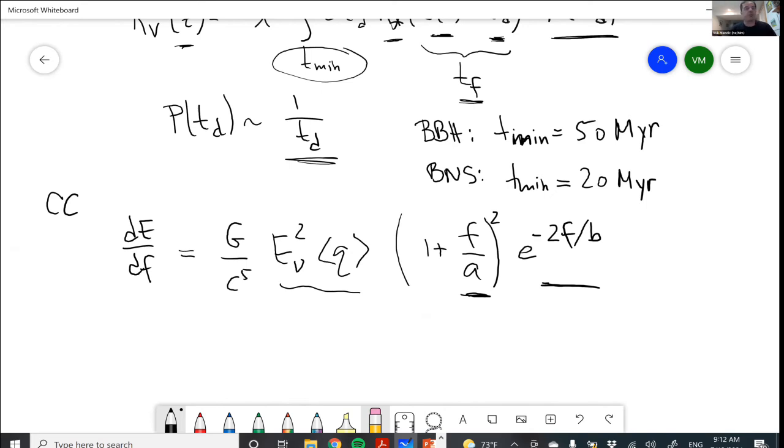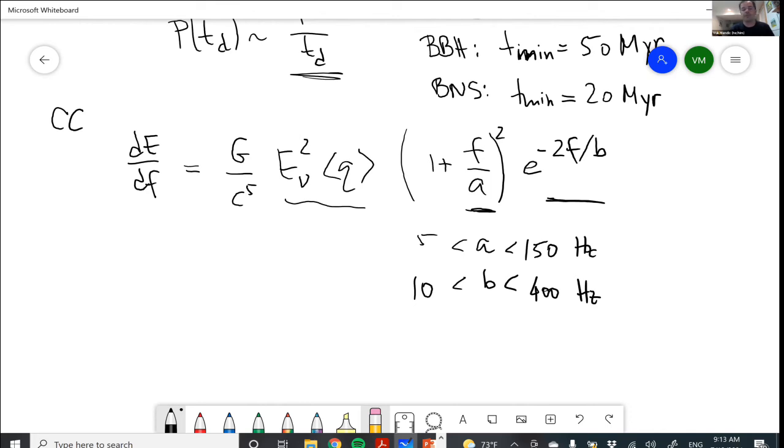My student Kyle Crocker, who looked at this, made fits to a large number of simulations out there, and he found the range of these parameters A and B, basically saying that A is, I think, between 5 and 150 hertz, and B was between 10 and I think about 400 hertz. So these are totally empirical, just coming from the simulations that were available to us 4 or 5 years ago.